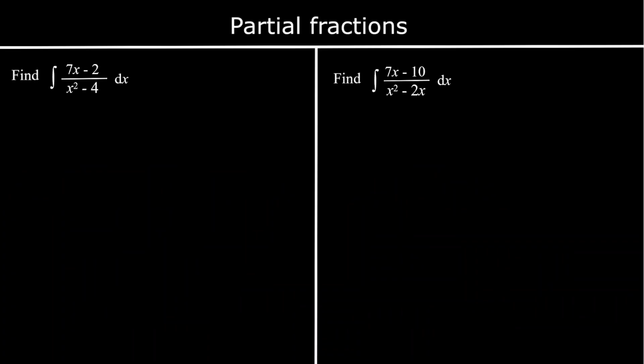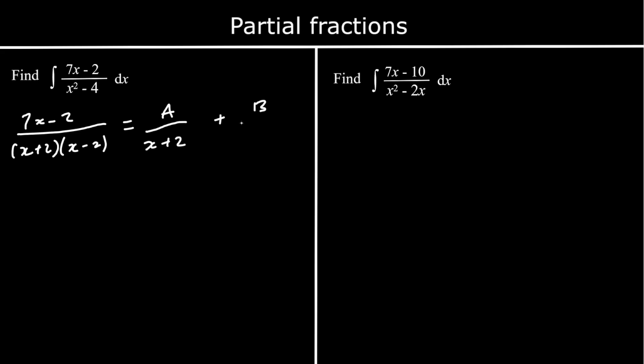Another question. This time we have to factorize the denominator first. So we're going to have 7x minus 2 over x plus 2, it's the difference of 2 squares, times x minus 2. We're going to write that in the form a over x plus 2 plus b over x minus 2. So the partial fractions, multiply through by the denominator. 7x minus 2 equals a times x minus 2 plus b times x plus 2.